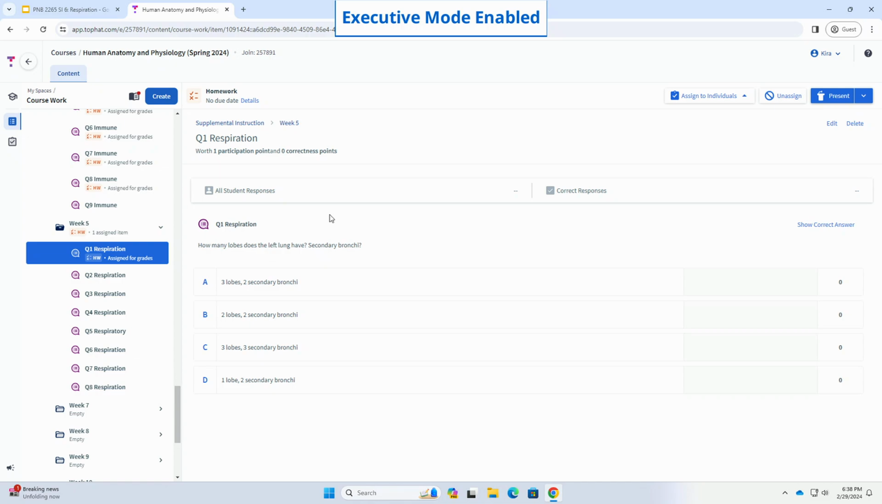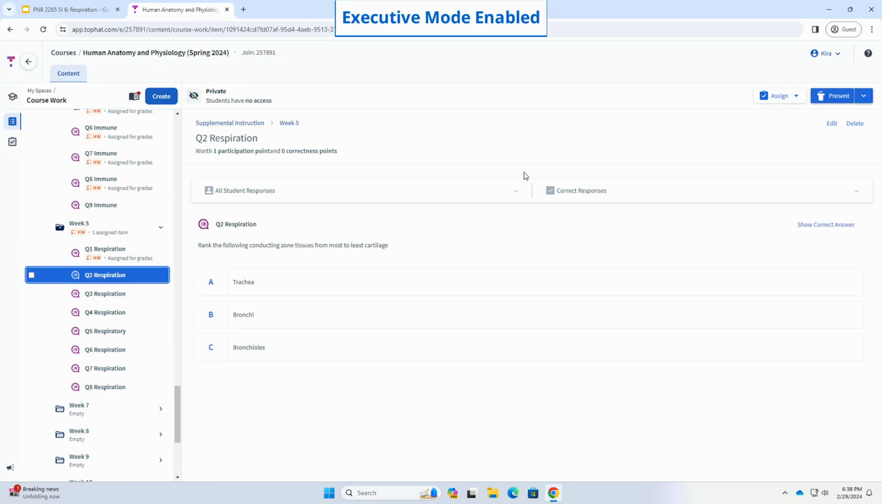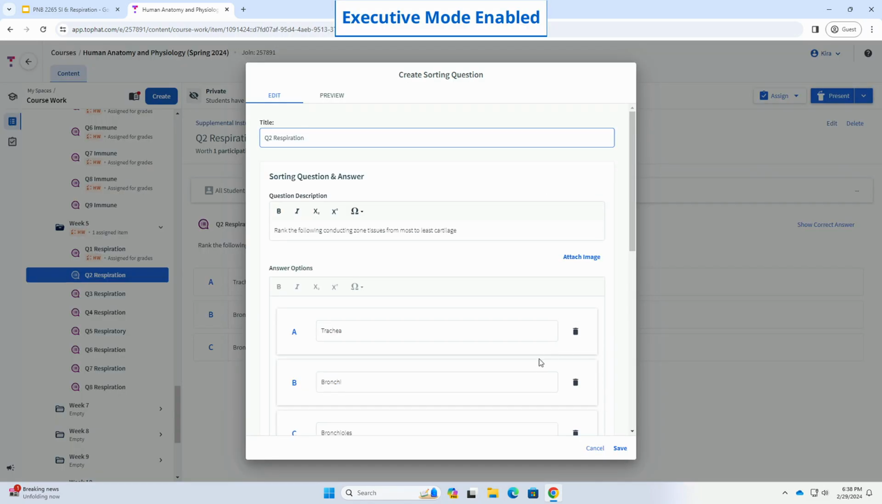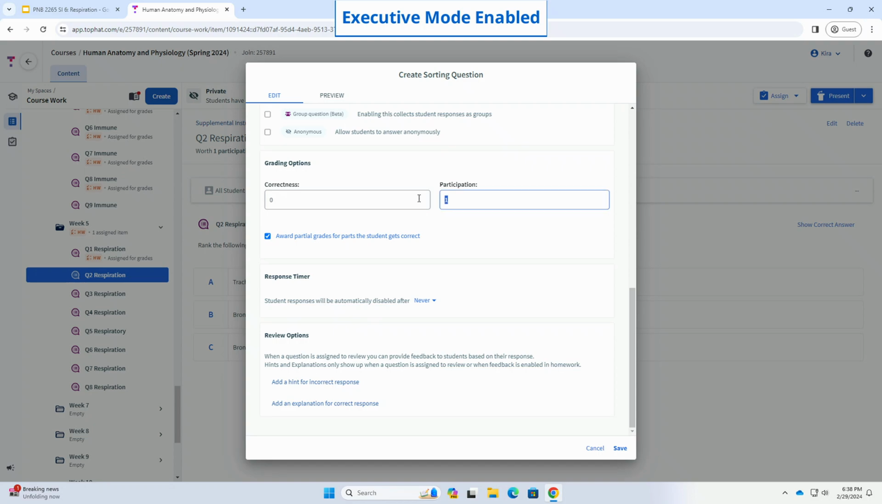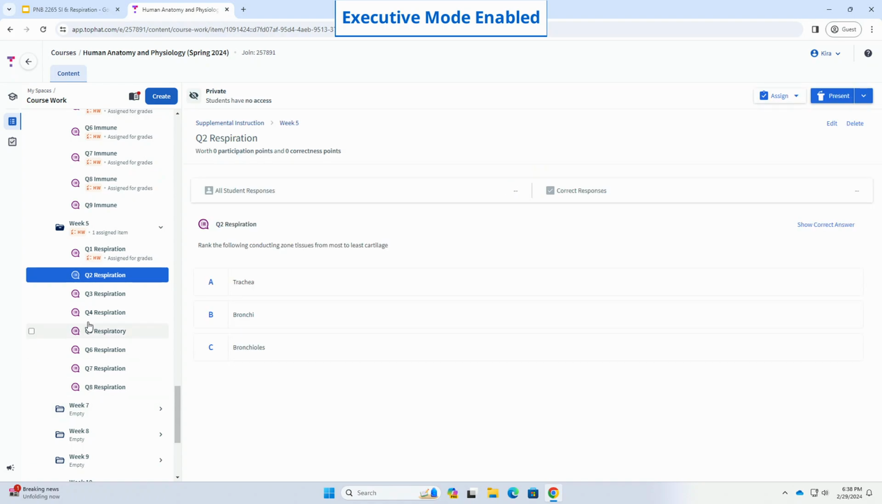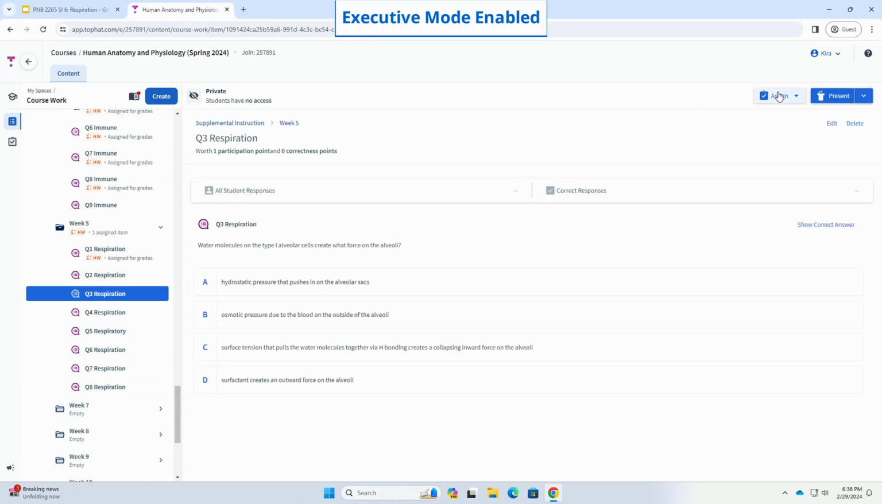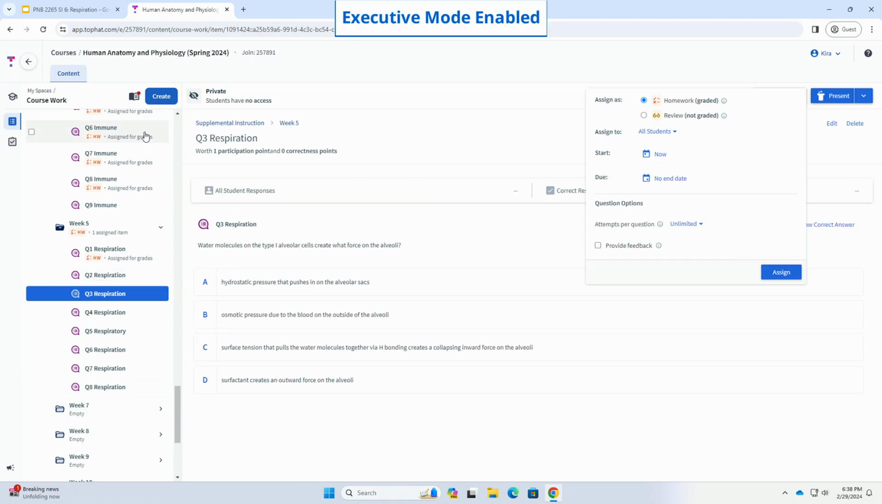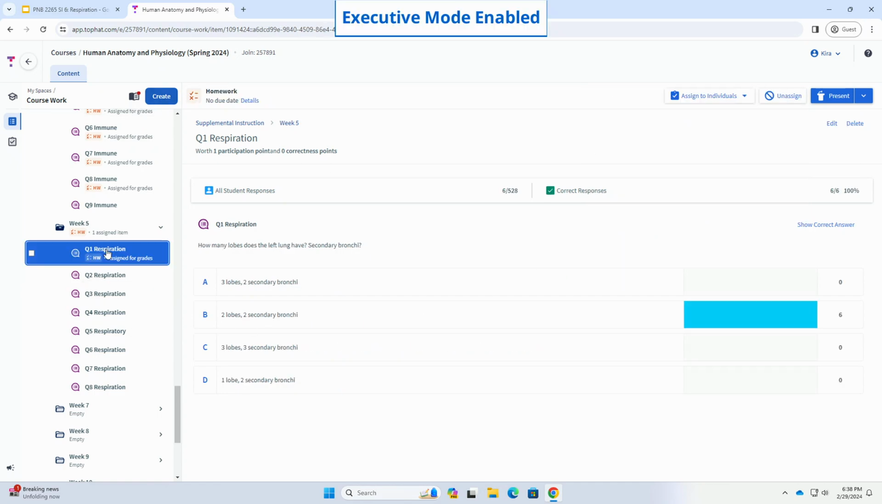How many lobes does the left lung have? Secondary bronchi. Okay, I'll go back to this one. Nice. Two lobes, two secondary bronchi. Right has three lobes, three secondary bronchi.